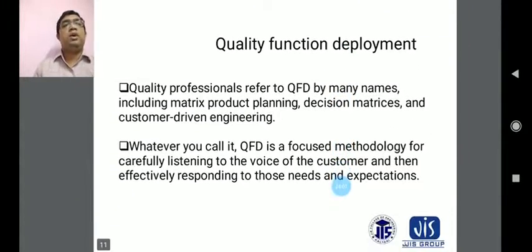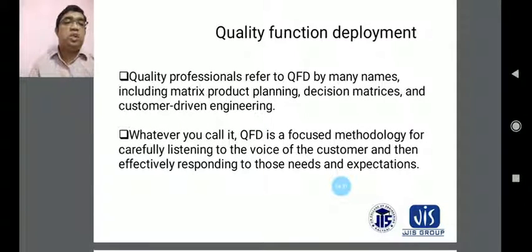And the quality function deployment also counts. Quality professionals refer to quality function deployment as QFD, and it goes by many names, including matrix product planning, the decision matrix, and customer-driven engineering. Whatever you call it, quality function deployment is a focused methodology for carefully listening to the voice of the customer, and then effectively responding to their needs and expectations.